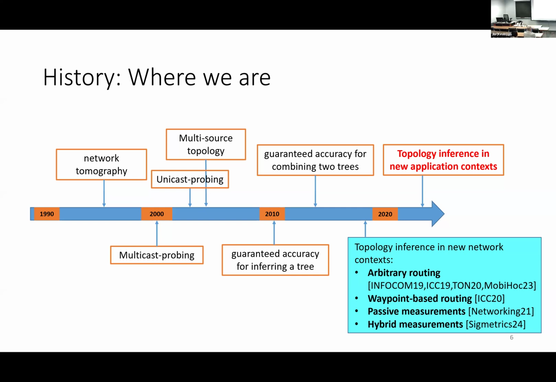So both the waypoints as well as the generalized forwarding under SDN cause a disruptive change in the ground truth when you do topology inference: the routing for each source is no longer necessarily tree-based, no longer forms a tree. So that's the inception point. We are trying to revisit these problems under this new networking context, when you have a more complicated solution space, to see to what extent we can still solve the problem.